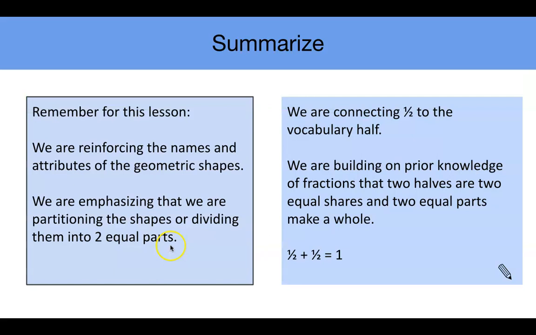So remember, for this lesson, we are reinforcing the names and the attributes of the geometric shapes. We are emphasizing that we are partitioning the shapes or dividing them into 2 equal parts. We are connecting 1/2 to the vocabulary half, and we are building on our prior knowledge of fractions that 2 halves are 2 equal shares and 2 equal parts make 1 whole. 1/2 plus 1/2 equals 1 whole. Have a good time with this. It's a fun lesson.